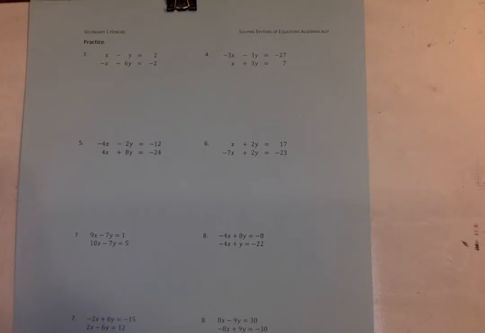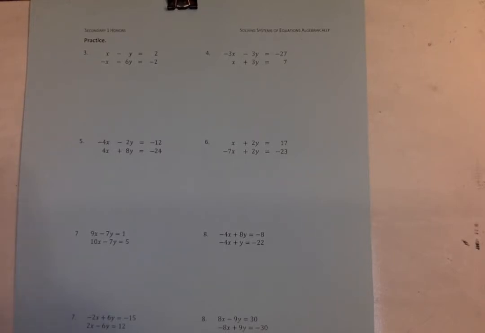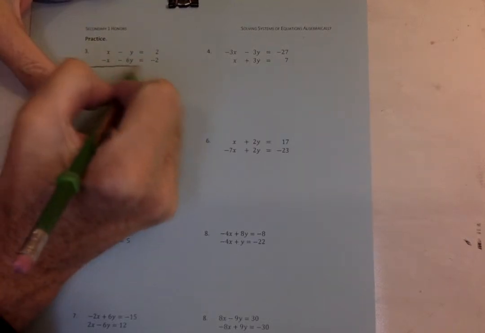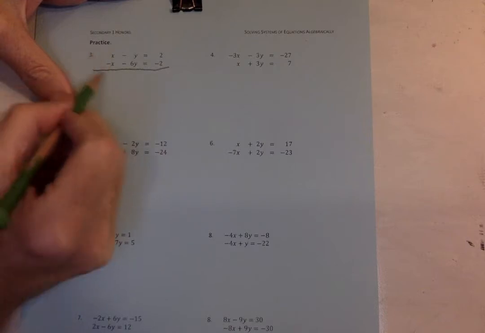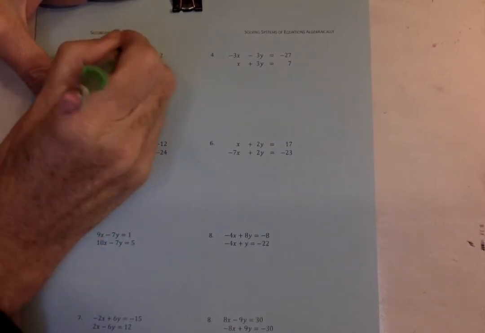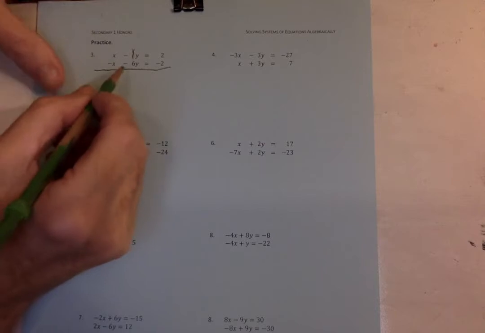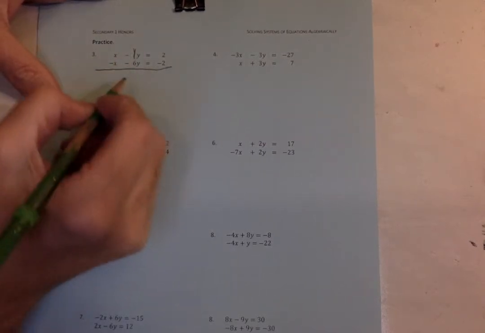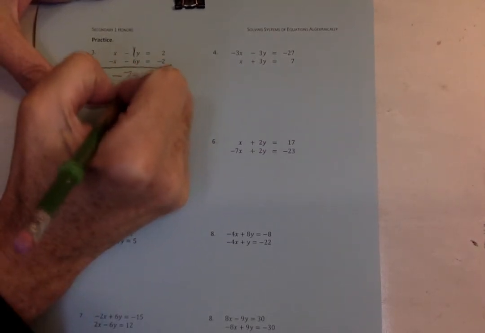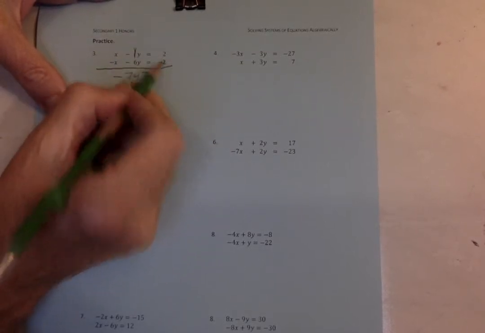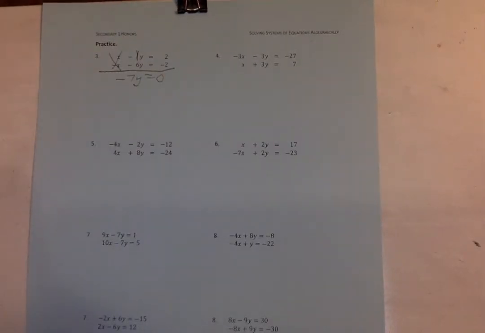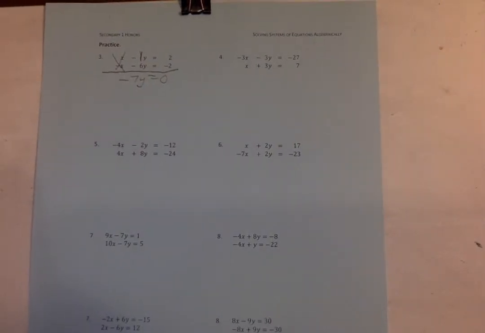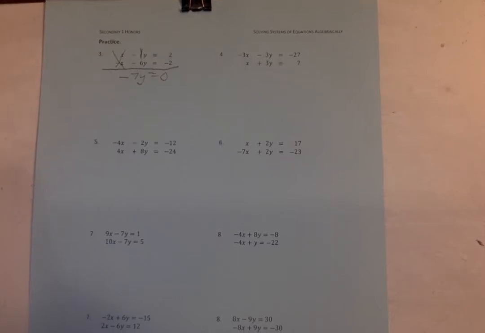So number 3 on page 101, I'm going to add these two together. See how this is x and negative x? So if I add them together, I can get rid of that. So then I'm going to add negative 1y and negative 6y, and I get negative 7y equals 2 minus 2, which is 0. X minus x, that goes away, so it's eliminated.